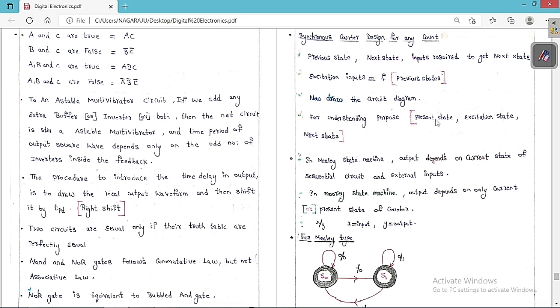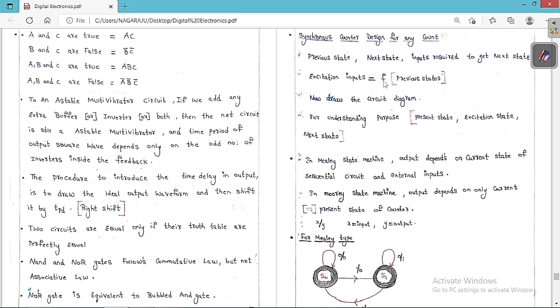Now see, from the previous state to the next state, what excitation state inputs are required? Just try to figure out this one, from the present state to the next state. Then try to draw the K-map with respect to these excitation states and the present states. Try to figure out this output and input relation. With the help of the K-map, do the simplification, and you are going to get certain expressions, and now you can draw the circuit diagram.